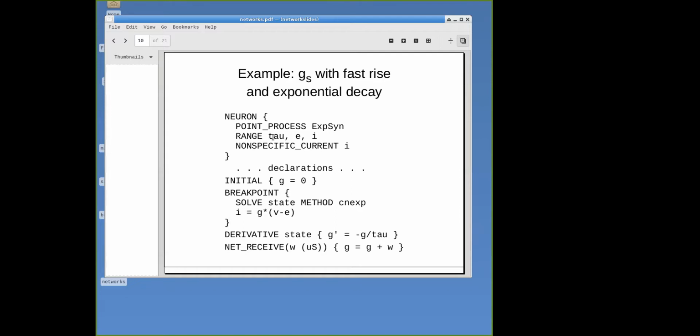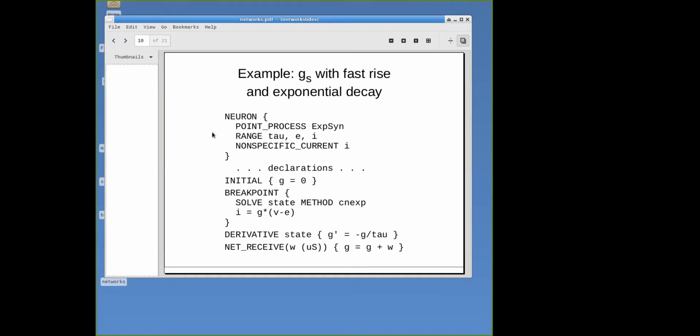Okay, so you'll see it has a range variable tau, which means every instance of this could have a different time constant. It has a range variable E, which is the reversal potential of this synaptic mechanism, and the fact that it's a range variable means the reversal potential can be different for every instance. And it has a range variable I, which is the current actually generated by an instance of this mechanism, and that's a range variable so that every instance of it can generate a different current. And the current that it generates is non-specific so that it is not going to affect any of the ionic concentrations that we might be keeping track of.